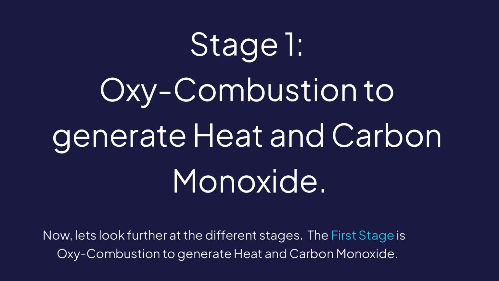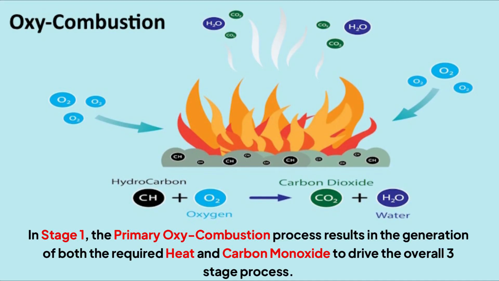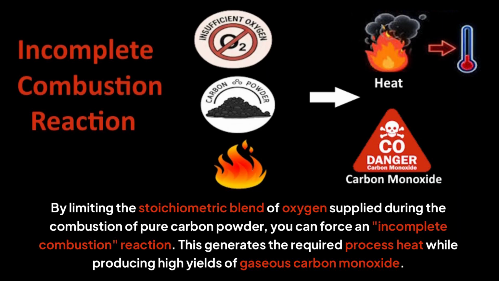The first stage is oxy-combustion to generate heat and carbon monoxide. In stage 1, the primary oxy-combustion process results in the generation of both the required heat and carbon monoxide to drive the overall three-stage process. By limiting the stoichiometric blend of oxygen supplied during the combustion of pure carbon powder, you can force an incomplete combustion reaction. This generates the required process heat while producing high yields of gaseous carbon monoxide.